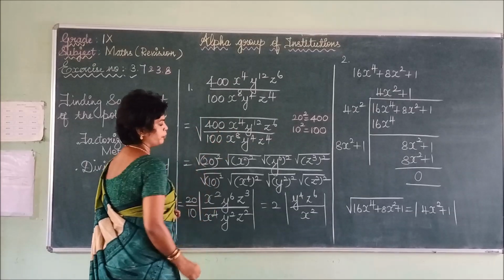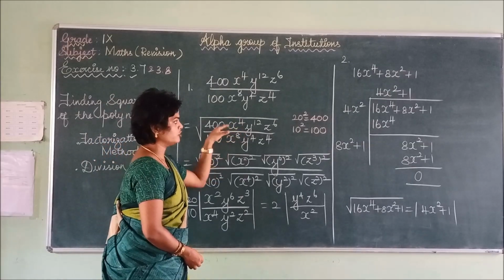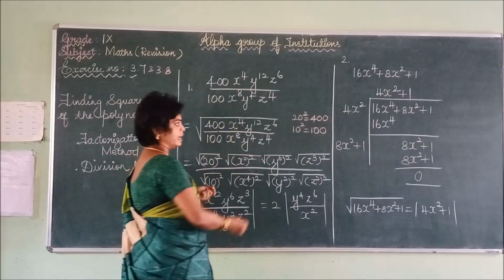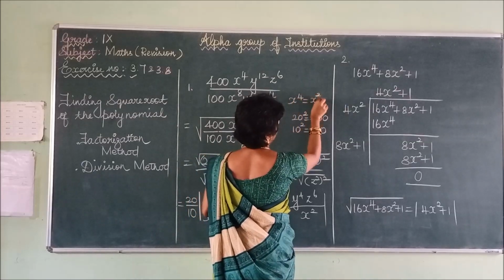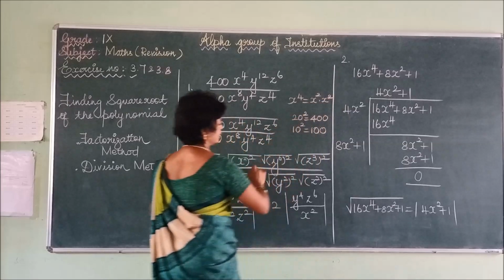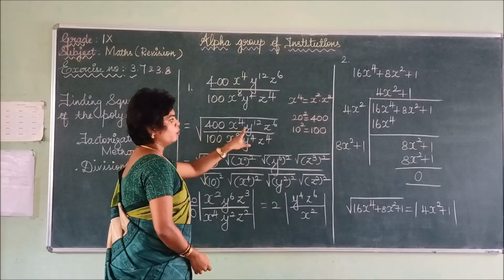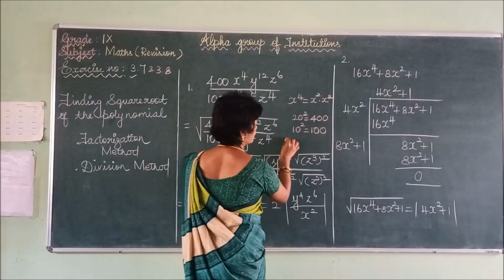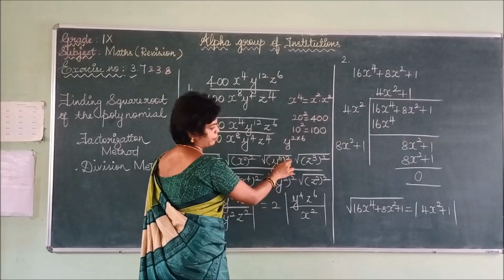So individually you can put the root of 20 squared. And how can you change and write this as a square? X power 4 can be written as x squared into x squared. So I am writing that as x power 2 the whole power 2. Then y power 12 can be rewritten as 2 into 6, so y power 6 whole power 2.